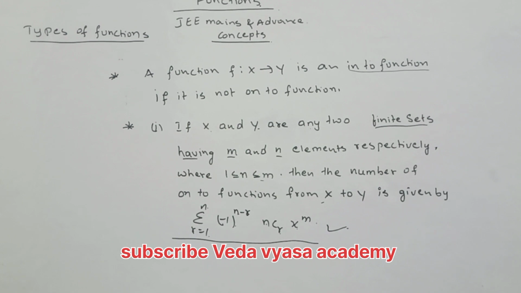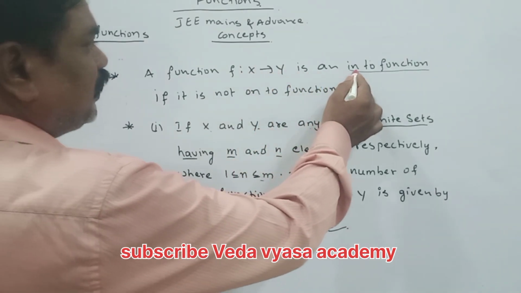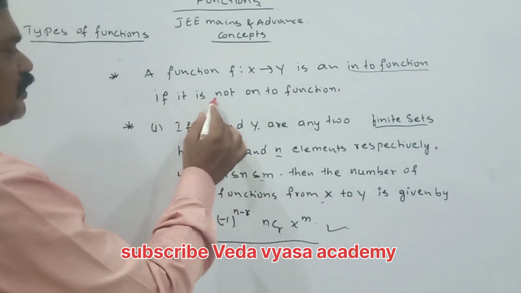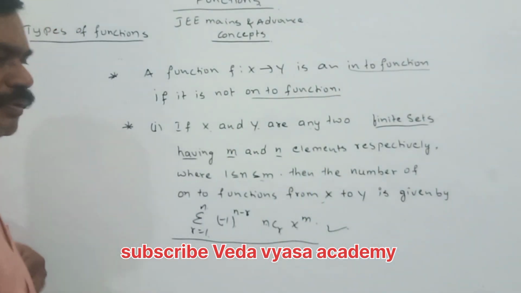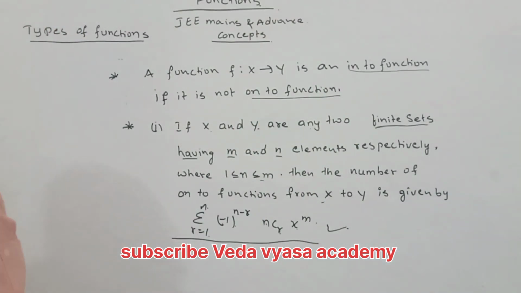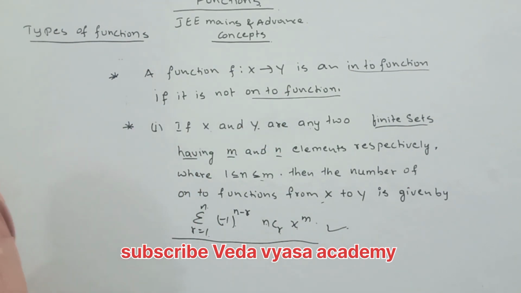Dear viewers, one more important result. A function f: X to Y is an into function if it is not an onto function. Suppose it is an into function, it may or may not be an onto function. This is the complete information.